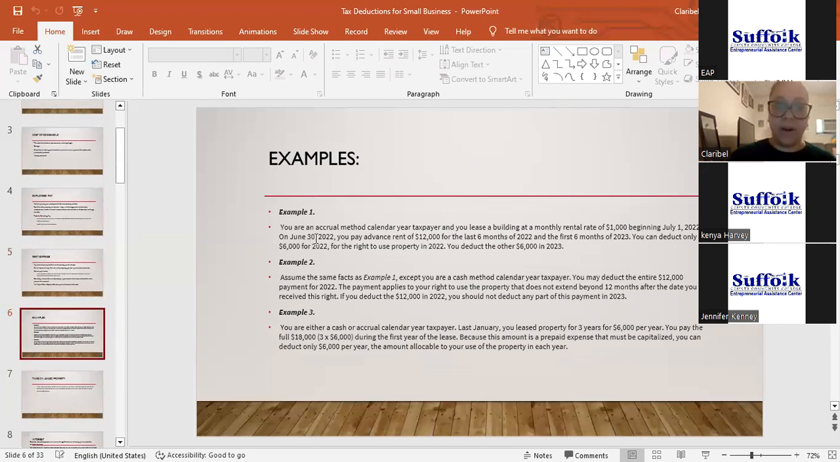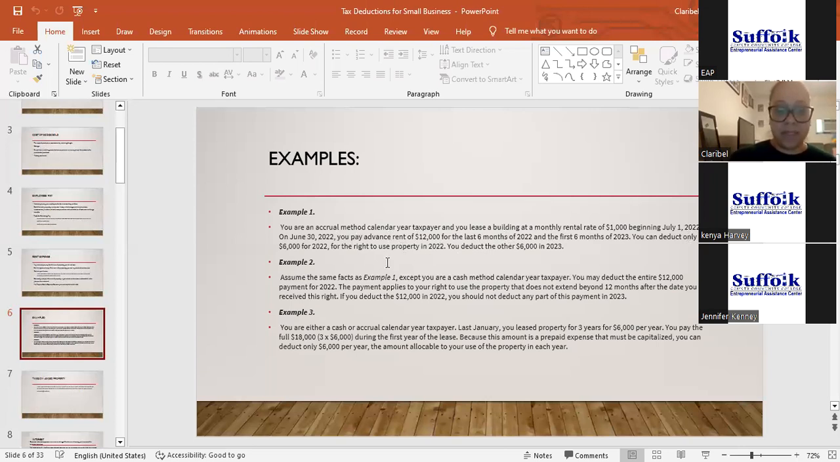Example 1, you're an accrual method calendar taxpayer. This means that your business has a calendar tax year, from January to December. You lease a building with a rent of $1,000 beginning July 1st, 2022, and on June 23rd, you pay an advance of $12,000 for the last 6 months of 2022 and the first 6 months of 2023. You can deduct only $6,000 for 2022 for the right to use the property in 2022, and then you deduct the other $6,000 in 2023.